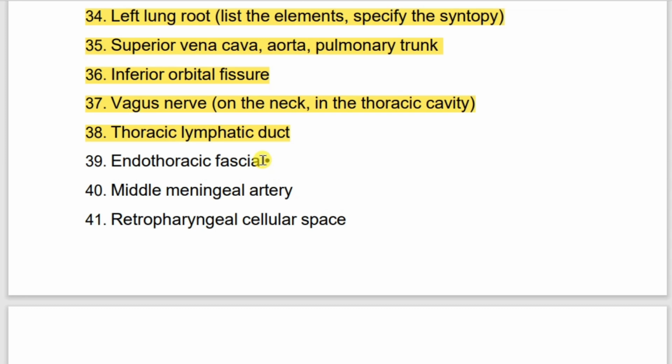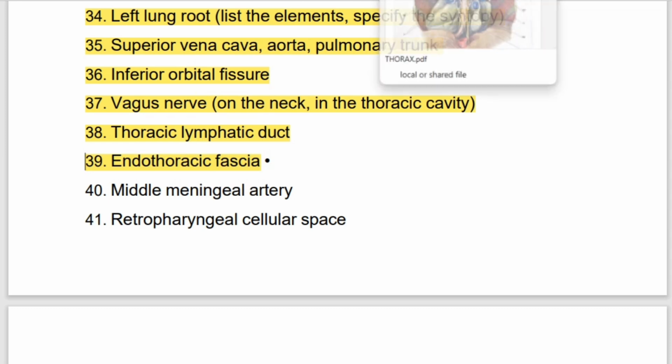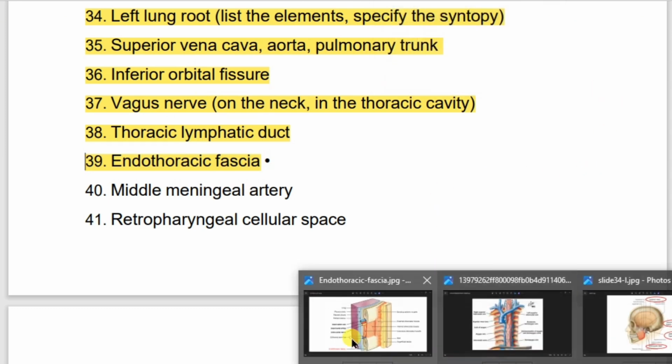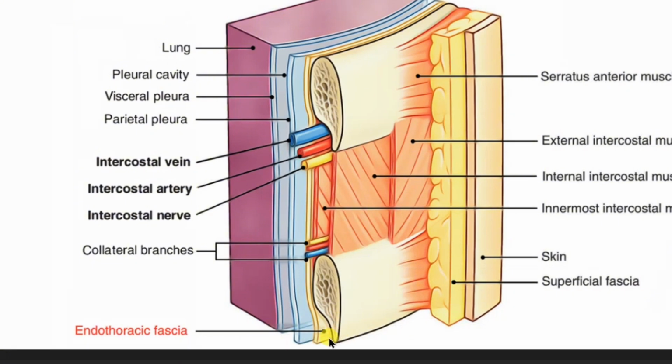The next structure we have here is the endothoracic fascia. As is already indicated by the name, in which region can we find it? In the thoracic region. Let's see what it is. As you can see here, this one is the endothoracic fascia.